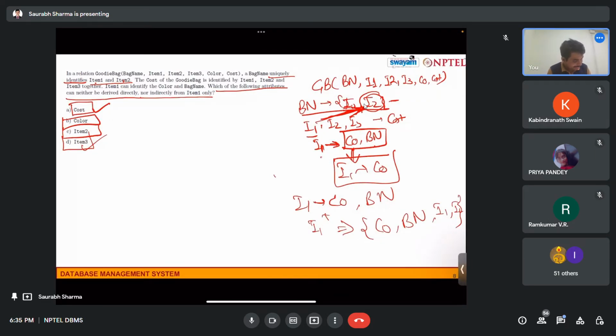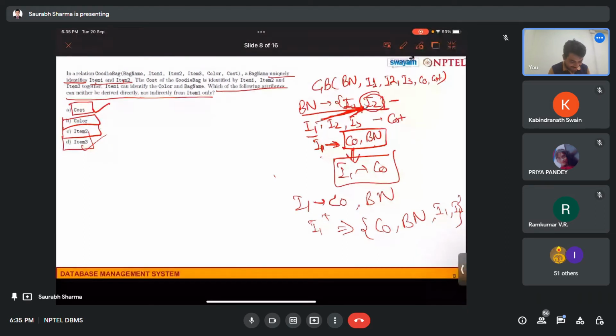Actually, there was some mistake from me, I gave some wrong answer. So it is asking for what attributes it cannot derive directly. So item 3 cannot be directly derived. Item 2 can be derived from this bn. Okay. So item 3 and cost. So A and D are the options. Okay. Correct options. Sorry.